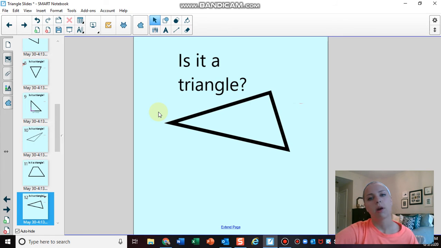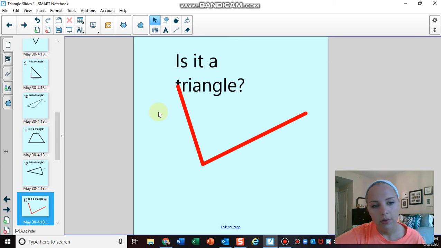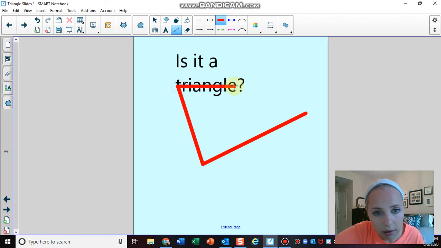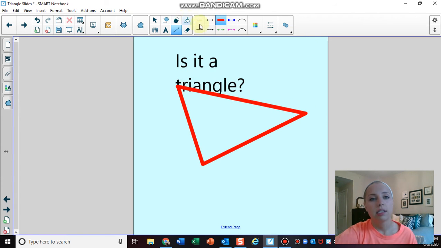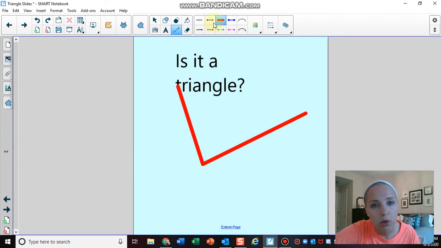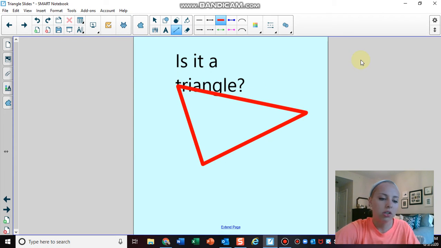What do you think about this one? Yes, it is a triangle. It has three sides and three angles. Now, this may look like a triangle, but what we would have to do is go back and connect this to make it a triangle. This is just two lines that are put together. It's actually just an angle, right here. But in order to be a triangle, it would have to be a closed shape, just like that. Now we could call it a triangle.